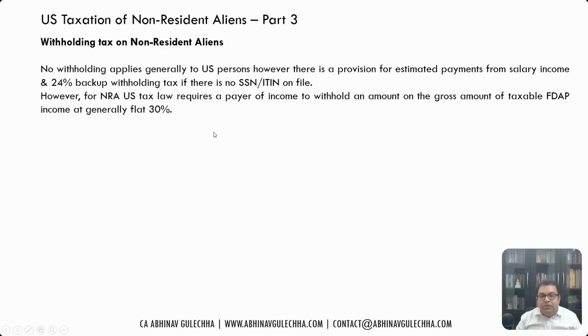So that is for the US person. Now, for the non-resident aliens, US tax law requires a flat 30% withholding on the gross amount, right? It requires a payer of income to withhold an amount on the gross amount of taxable FDAP income at generally a flat 30%. In part 1 we discussed two types of income: one is ECI, effectively connected income, which is taxed like a US resident. Second is FDAP income, fixed, determinable, annual, periodic. So there is a flat 30% tax withholding obligation on the payer of the income, which may be a US broker or a US employer, right?